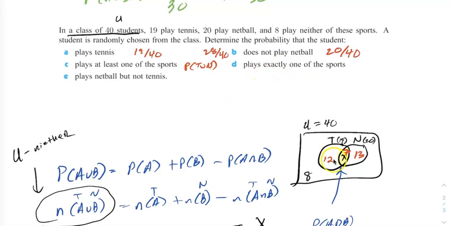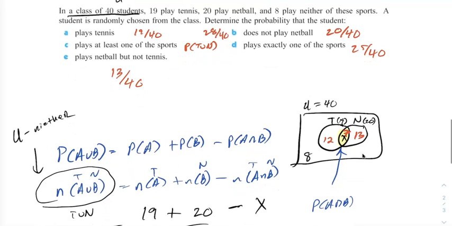Plays exactly one of the sports, that's when someone only plays tennis or only plays netball. So 12 plus 13 is 25 out of 40. And then right here, plays netball but not tennis. So they play netball, but they don't play tennis. So it's right here, 13 out of 40. There we go. That's the lesson.